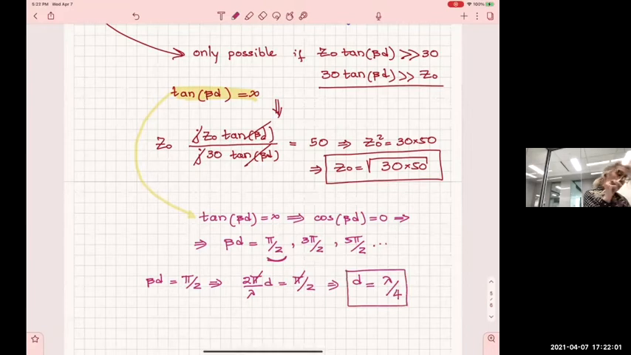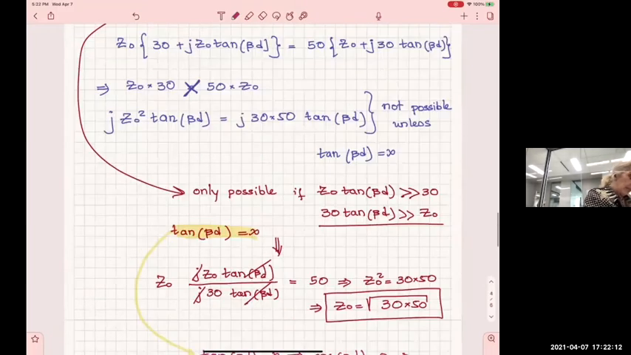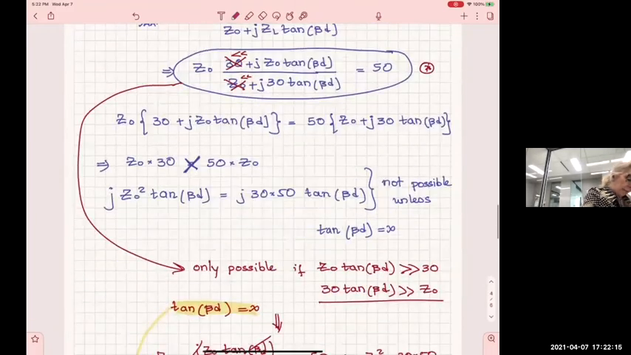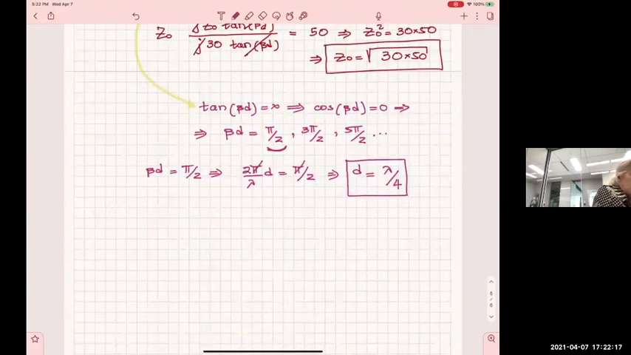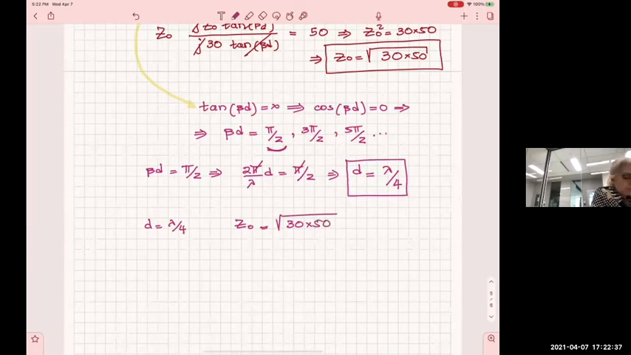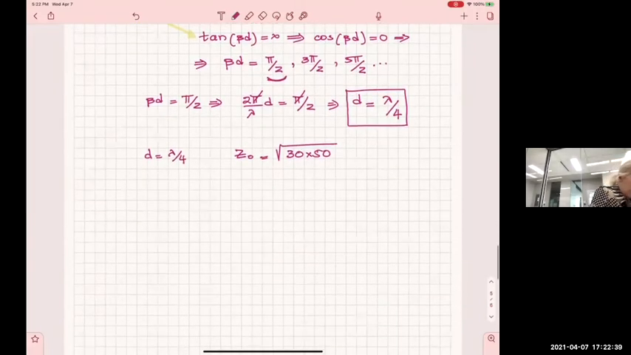So that is something extremely interesting. When d becomes a quarter of a lambda and Z naught becomes the square root of the load times the impedance I want to see, then practically I can match it to 50 ohms or any other real impedance. Now, why is that important?